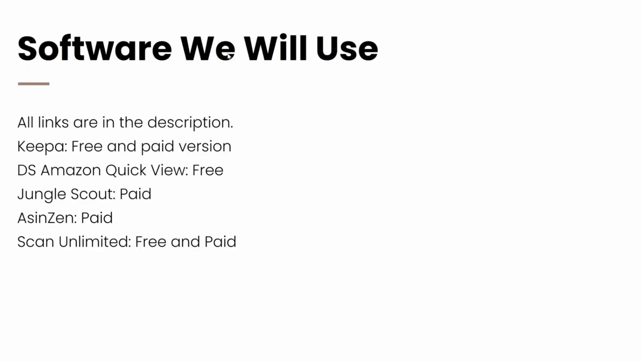Next, let's talk about the software that I will be using during this video. I will be using these for various purposes, such as product research or looking at suppliers to make sure they're good. The first one is called Keepa. There is a free version as well as a paid version. There is DS Amazon Quick View, which is free software. There is Jungle Scout, which is paid. There's Ace and Zen, which is paid. And lastly, there's Scan Unlimited, which you can use free. They do have a trial, as well as a paid version. A link to all of these will be underneath this video, and some of them are affiliate links.